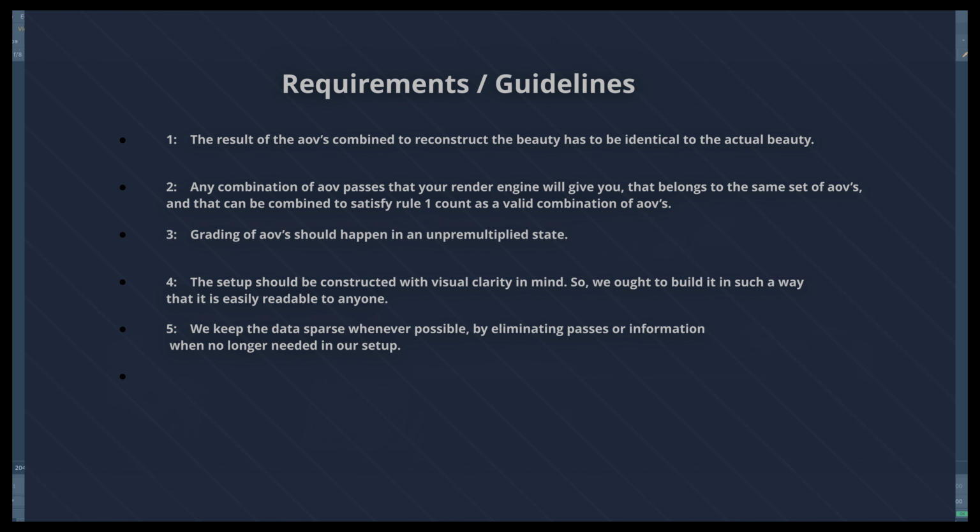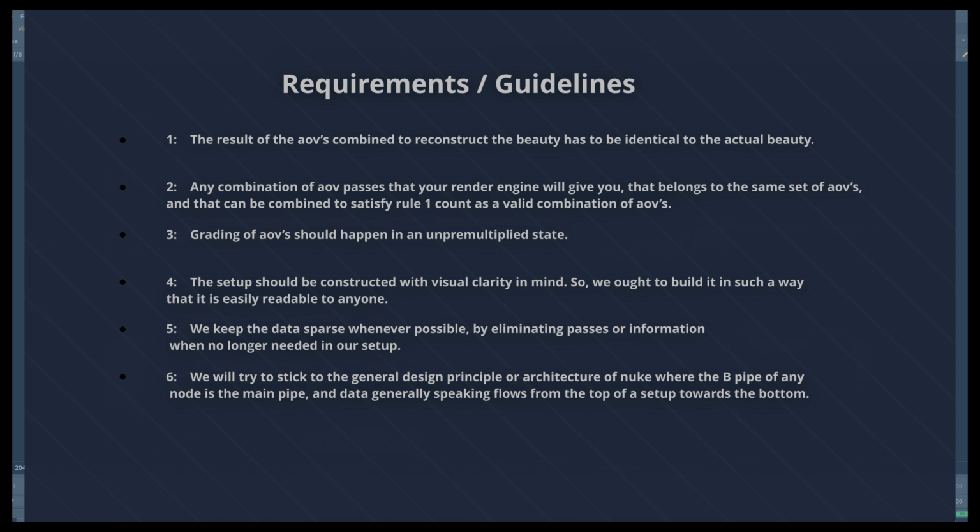The fifth rule will be that we're going to try to keep the data sparse whenever possible. By that I mean that we're going to kill passes or kill information in the data stream when they're no longer really needed for the setup. There are cases where you can do this, there are cases where you cannot do this, and maybe even cases where you might not want to do this. But for our purposes, we should at least try to minimize the data when we can.